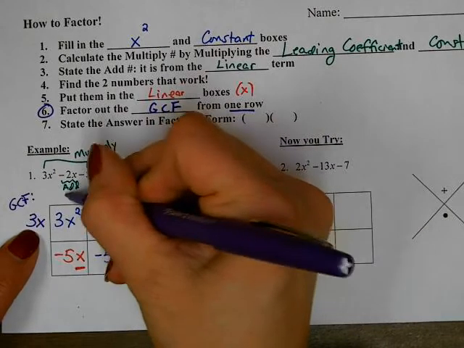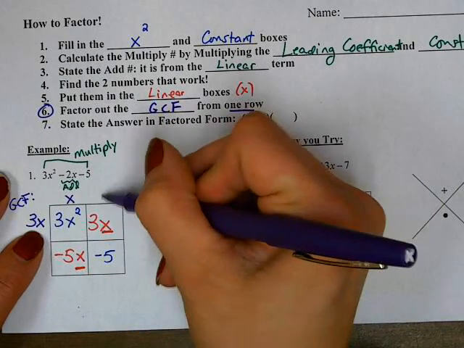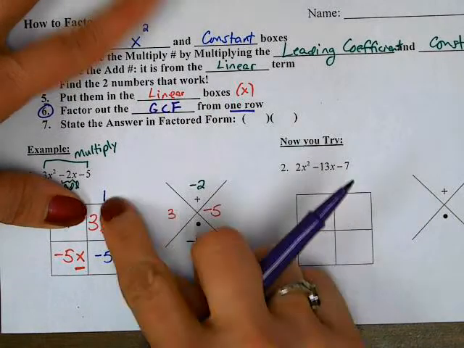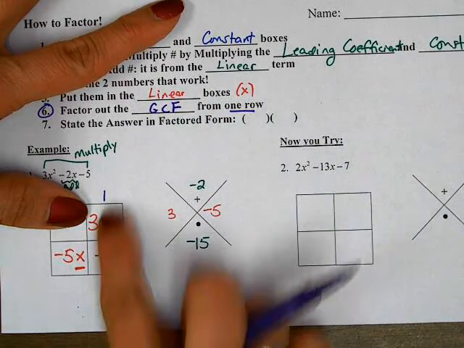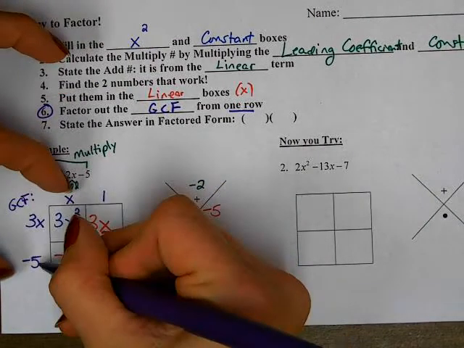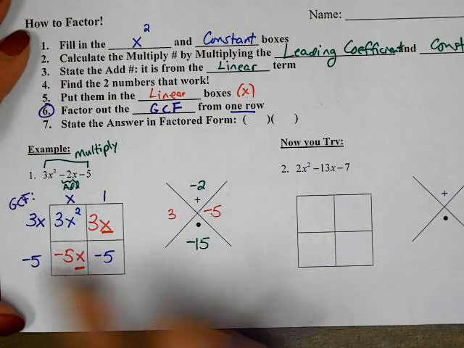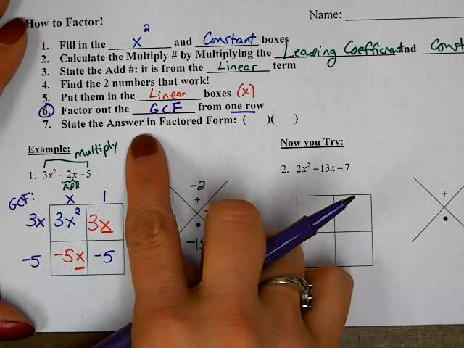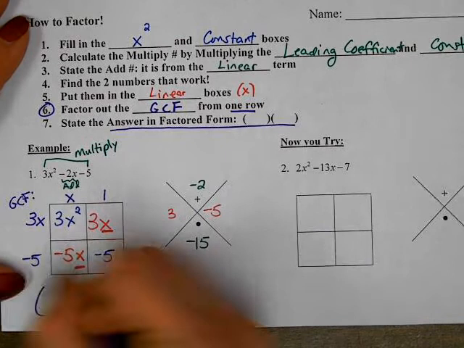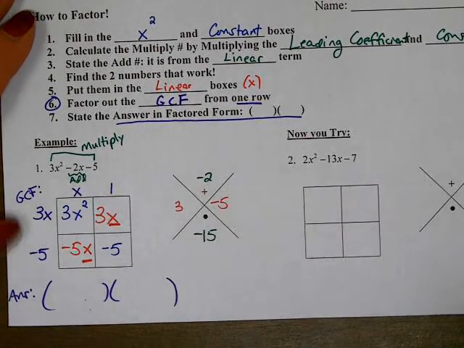3x times x would make 3x squared. 3x times 1 would multiply to make 3x. If that's a 1, how am I going to make a -5? 1 times -5. Do these two, check them to make sure they make that box. Okay, once you get your outsides, state the answer in factored form. Okay, don't forget your answer has to look like that. So my answer has to look like the product of two binomials.